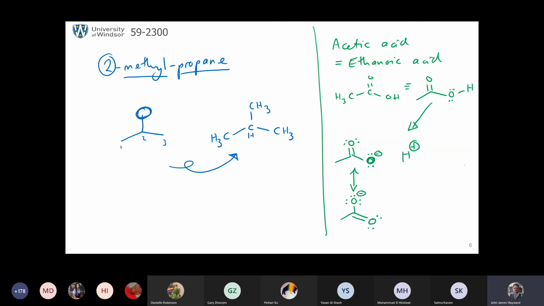So Yazan asked about this, but yes, this counts as another example of where a resonance structure isn't benzene. These two are equivalent structures. And when you add these two things together, what you end up with is a new resonance hybrid. What this is showing is that the negative charge isn't only on one oxygen. There is essentially a half negative charge on each of the oxygens.